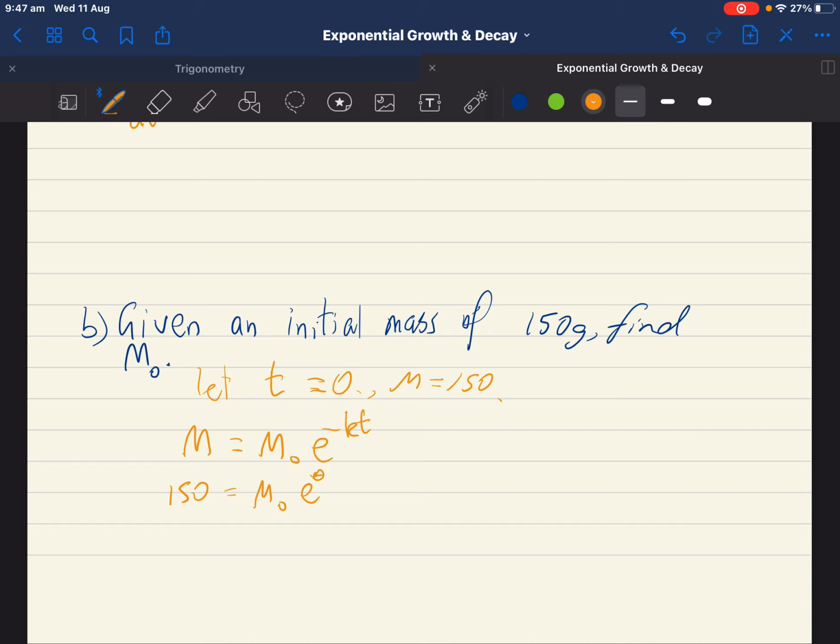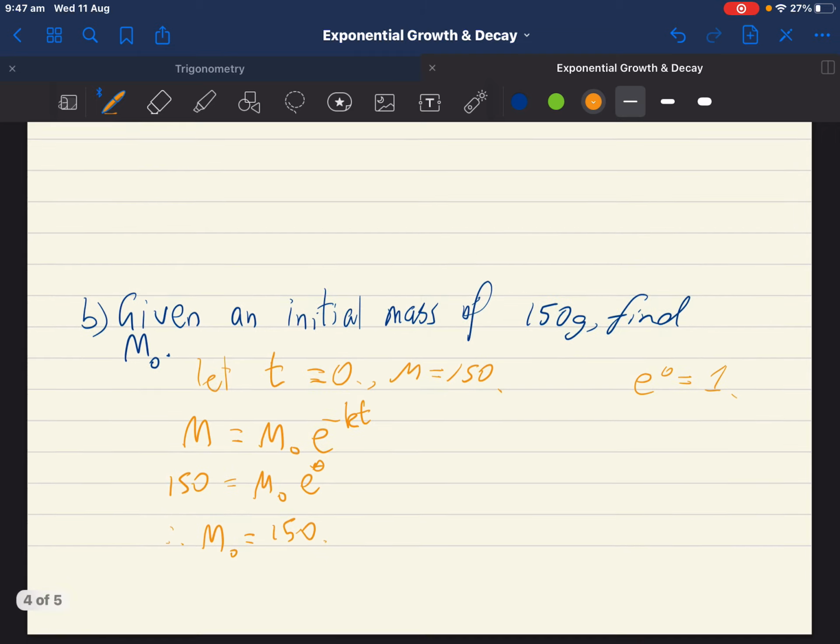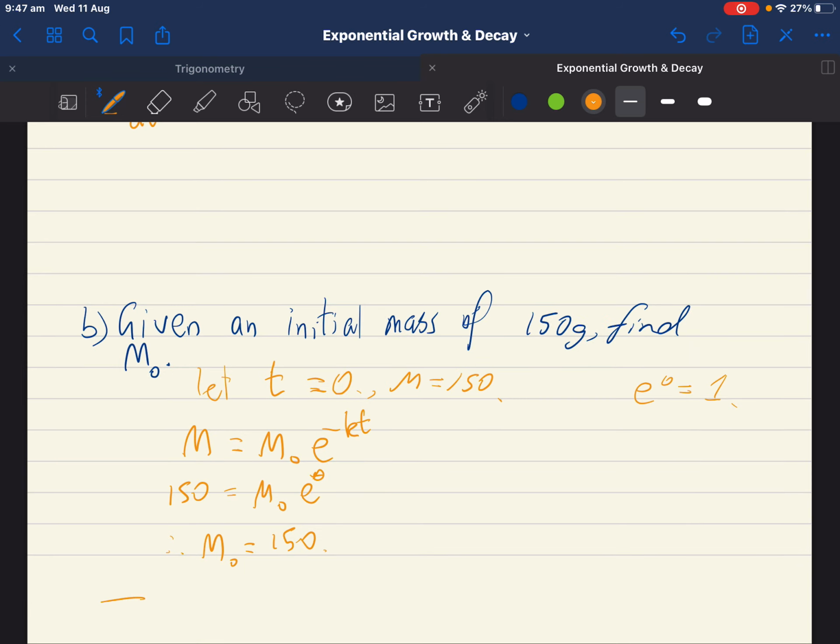All right. And we know e to the 0 is equal to 1. Therefore, we were asked to find M0. It's 150. So now we've got this situation where the mass of this radioactive substance, now we know what M0 is. It's actually 150 e to the minus kt. We've now worked out what that M0 is.